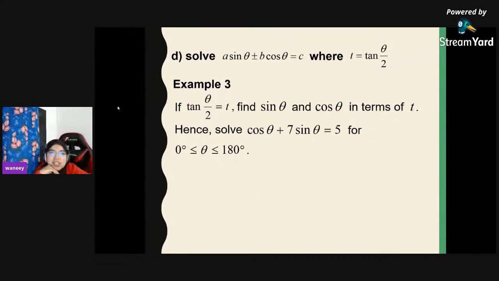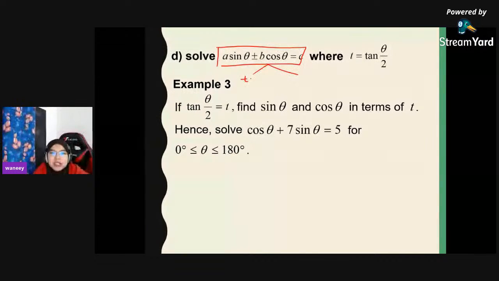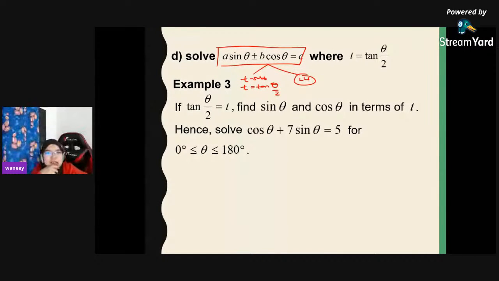Now, solve a sine theta plus or minus b cos theta equal to c, where t is equal to tangent theta over 2. Like I told you during our learning outcome, if we want to solve a sine theta plus or minus b cos theta equal to c, you actually have two methods. The first one is called the t substitution, where we let t equal to tangent theta over 2. Another one is what we are going to learn in lecture 4. We don't have the time today, so next week we're going to learn how to solve them. Let us go to example 3 then.